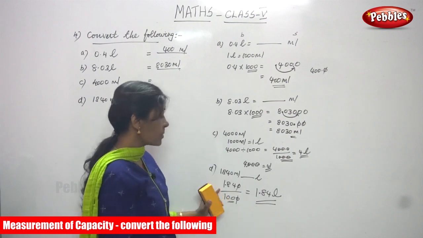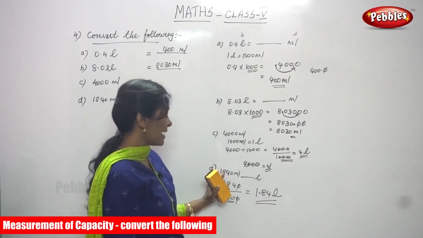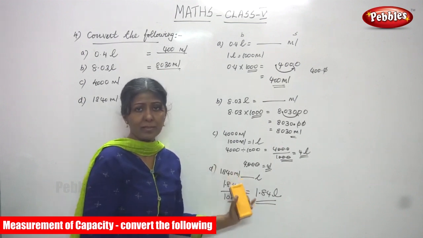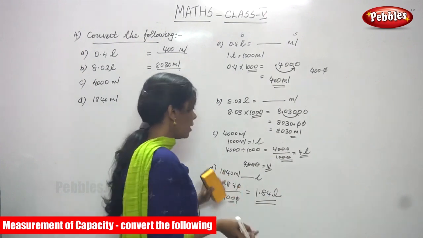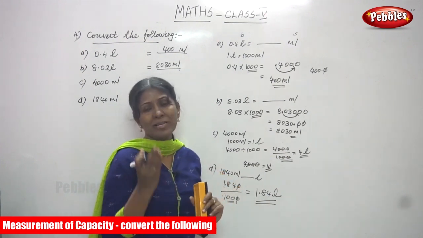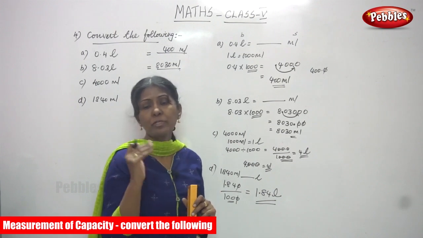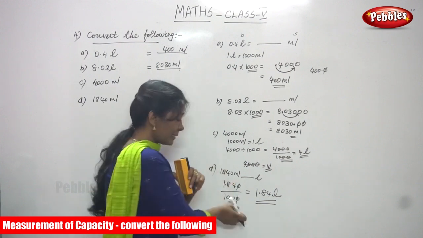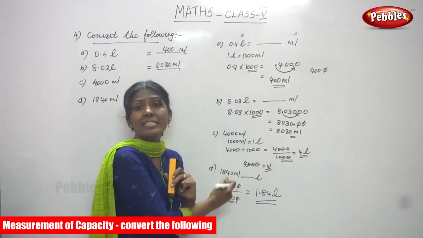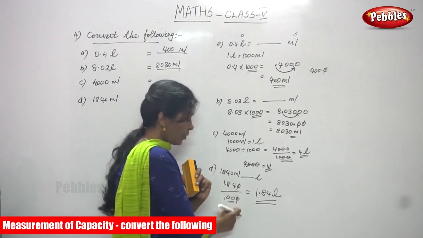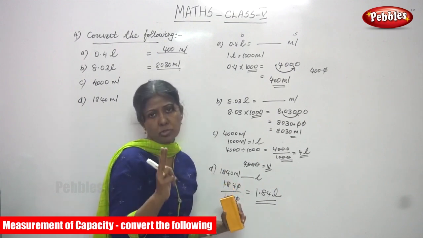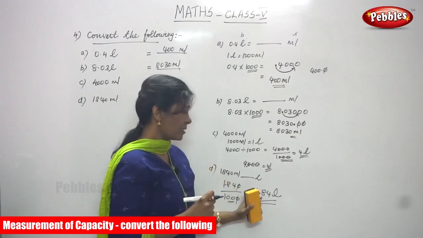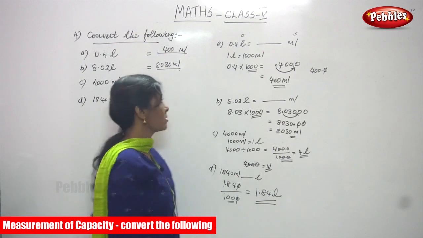I'll repeat this again. 1840 milliliter. Convert into liter. So milliliter into liter means you have to what? Divide, because smaller to bigger means you have to divide by 1000. So 1840 divided by 1000. If you consider the 3 zeros, you have to move 3 decimal places to the left. In such a case, if you cancel the zeros, only 2 zeros in 100. So you have to move 2 decimal places to the left. So the answer is 1.84 liter. This is the right answer for the question.